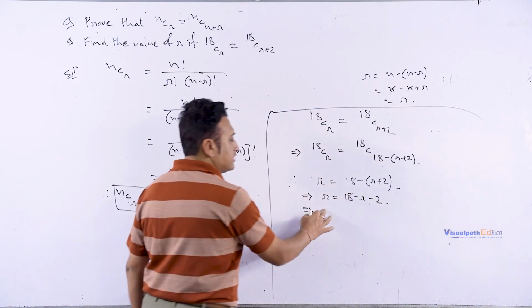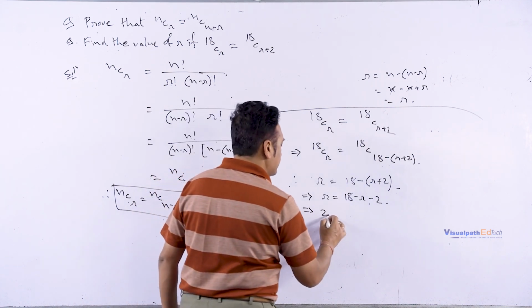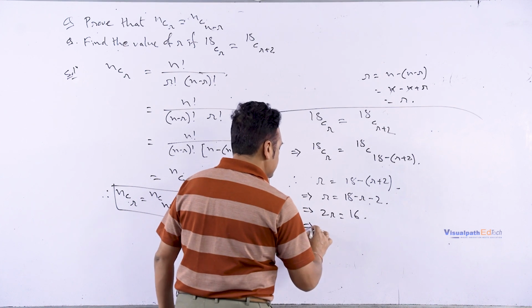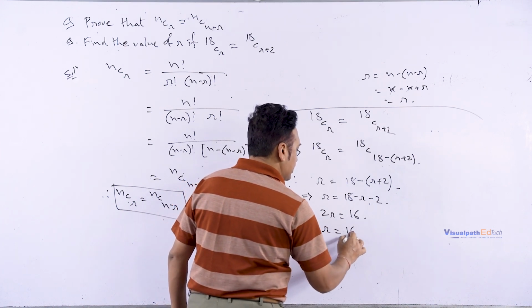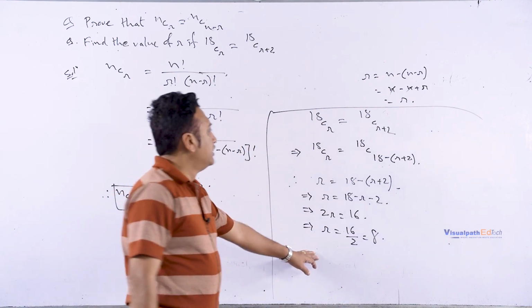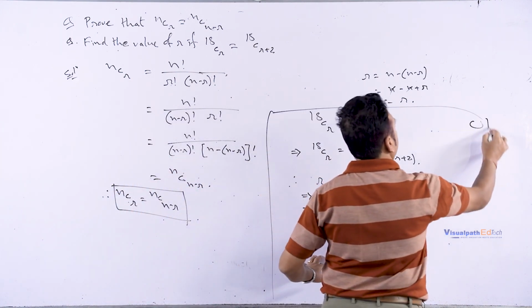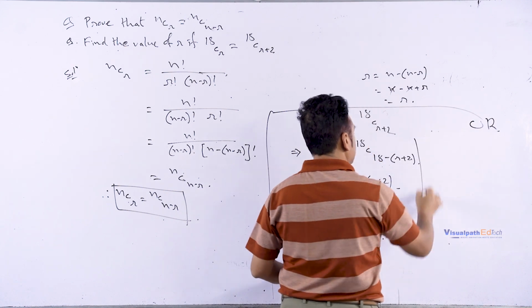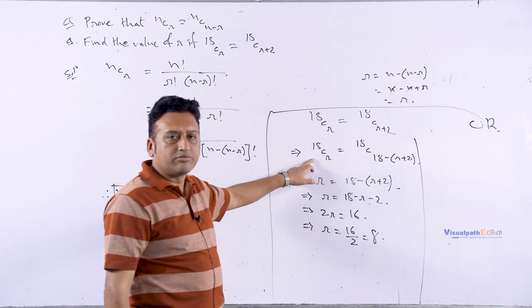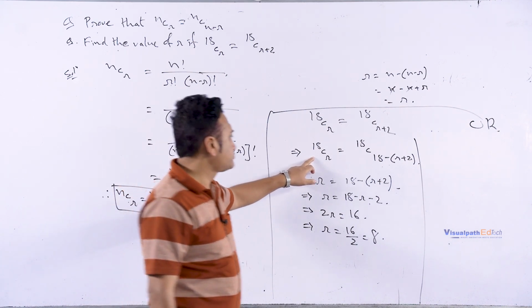You shift this r to the left hand side. So, we will get 2r, 18 minus 2 is 16. This implies r is equal to 16 by 2, which is equal to 8. That is the value of r. Now, suppose instead of applying the formula on the right hand side, what will happen if we apply the formula on the left hand side? Let us see.